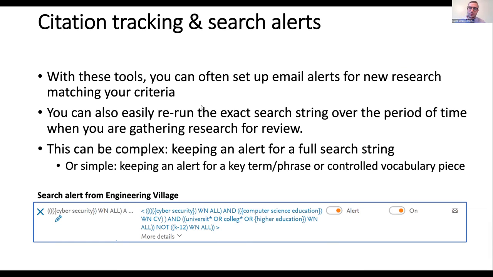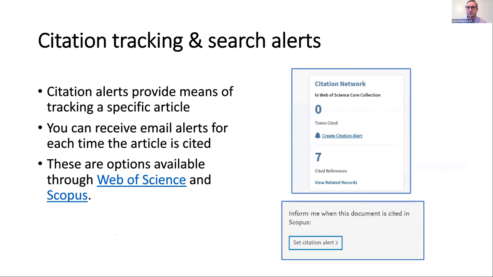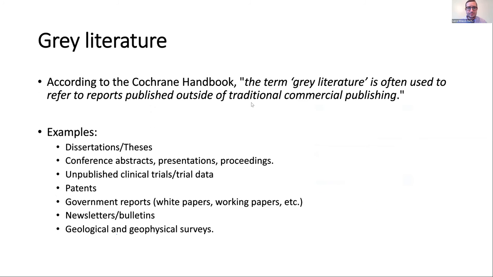And I did want to show you really quickly that with Scopus and with Web of Science, you can also look for a specific article. You can see when it's been cited. So continuing on through the process, if you have an article that was really important to what you're looking for, you can see what other works are citing it as you go forward. So I'm going to pass it on over to Alex to talk about gray literature.